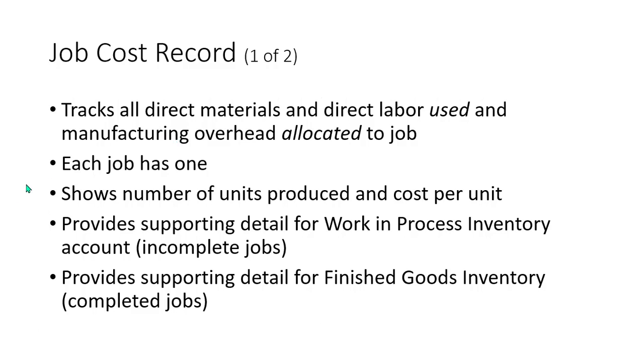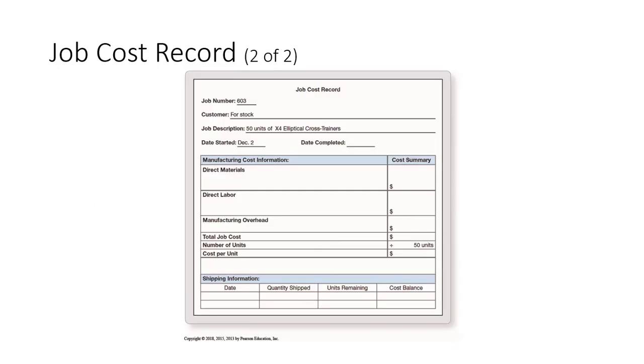All right, each job has a job cost record. It shows the number of units produced and cost per unit, provides supporting detail for work in process inventory for incomplete jobs that are still in process, and also for completed goods. And here's an example of a job cost record.